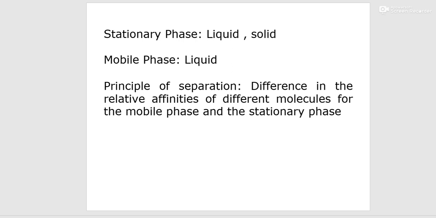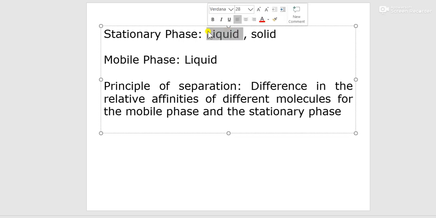Stationary phase of HPLC can be either a liquid or solid. If stationary phase is liquid, it is known as liquid liquid chromatography, and the mode of separation will be partition. And if stationary phase for HPLC is solid, in that case the technique will be liquid solid chromatography, and mode of separation will be based on adsorption. And as it is liquid chromatography, mobile phase is liquid.